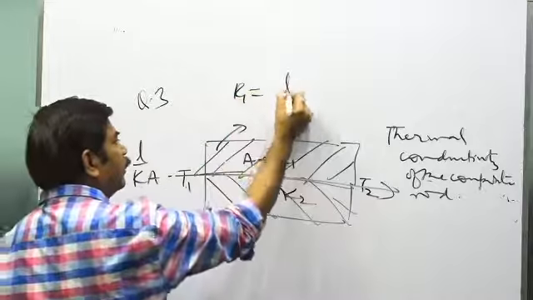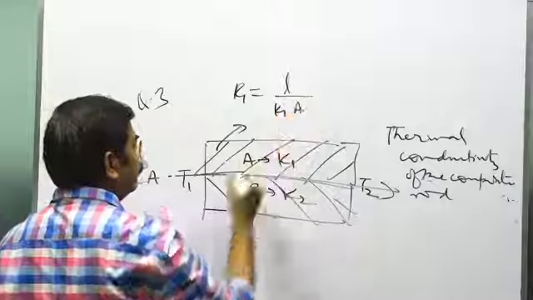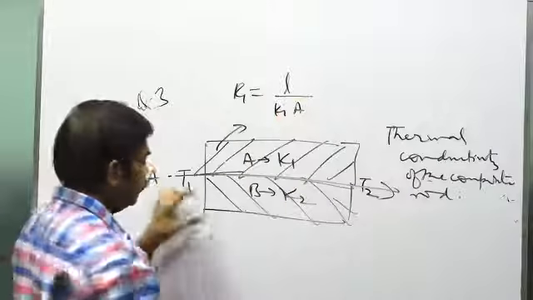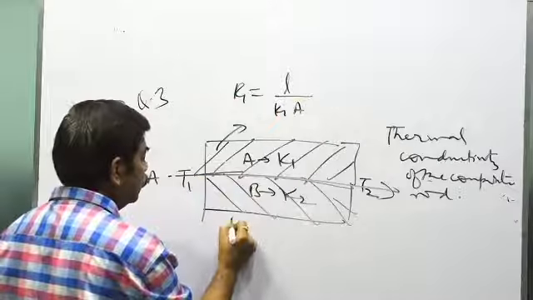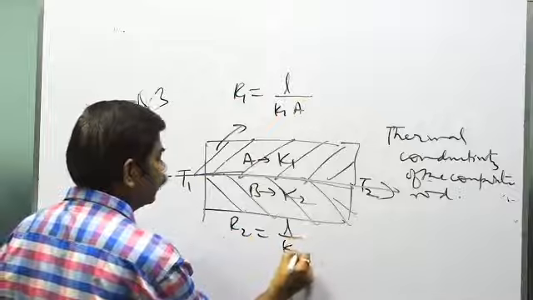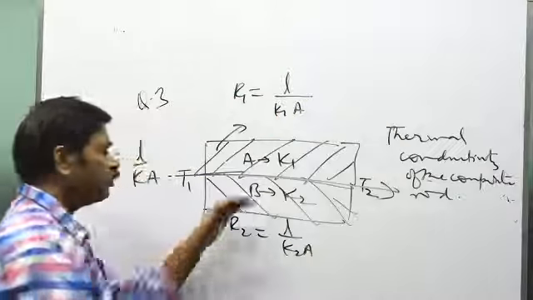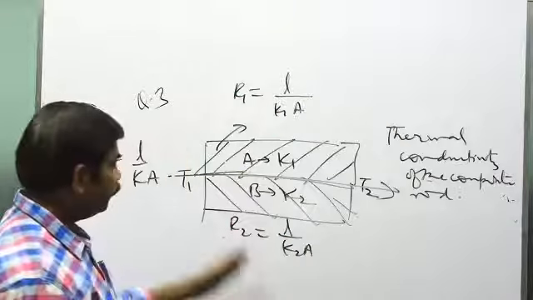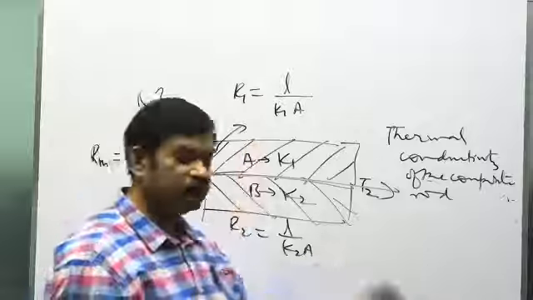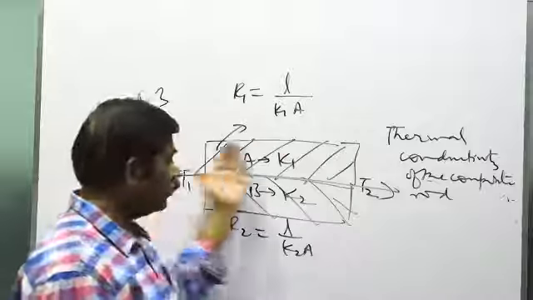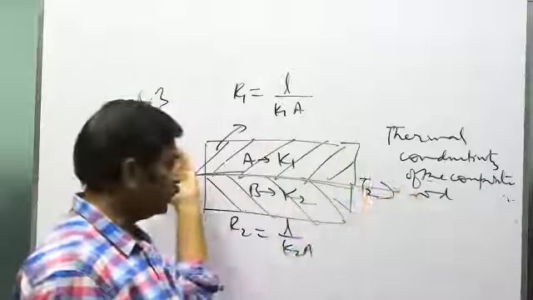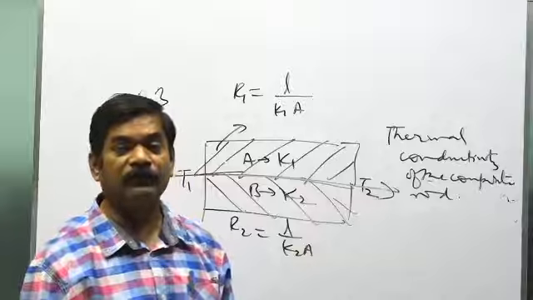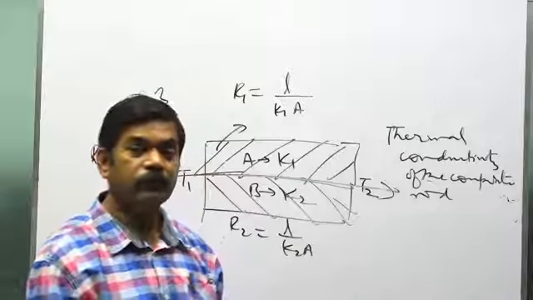That becomes L upon K1A, where A is its area of cross section. The thermal resistance of this one, R2, becomes L upon K2 into A. So you see, because both are in parallel, if the temperature of this end is given and the temperature of this end is given, then heat is flowing either along this direction or along this direction, depending upon whichever is greater, T1 or T2. Is that clear?